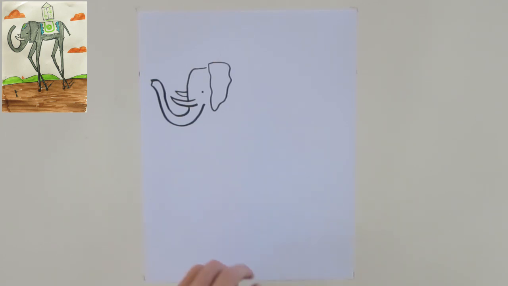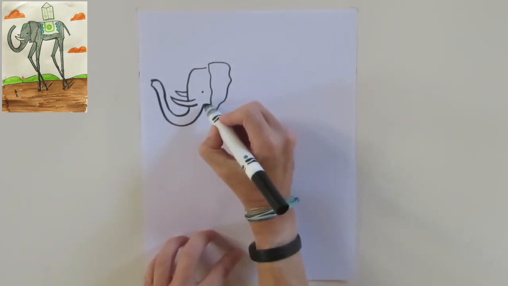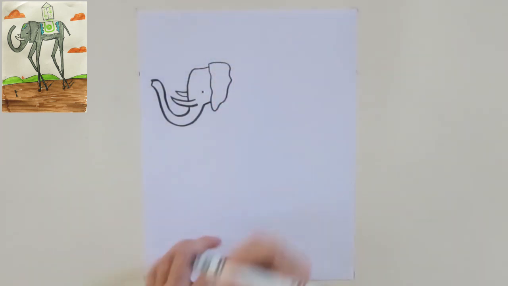You can finish the head if you need to by connecting any missing spots. See how my trunk doesn't hit the ear? I'm going to give him the lower side of his head and then connect the top of the head to the ear too.